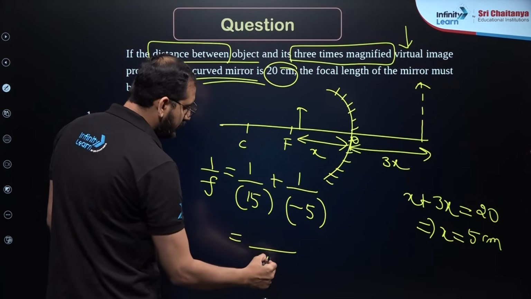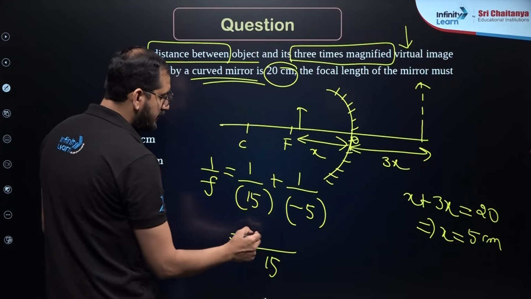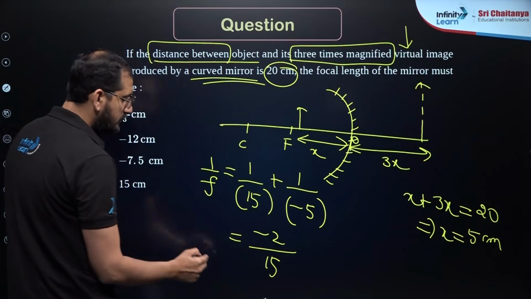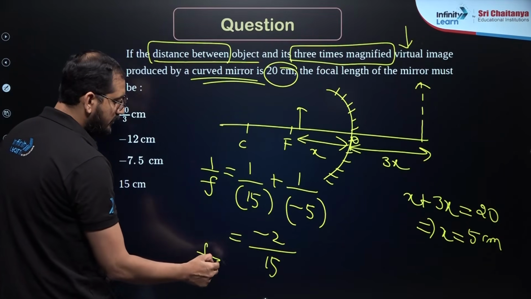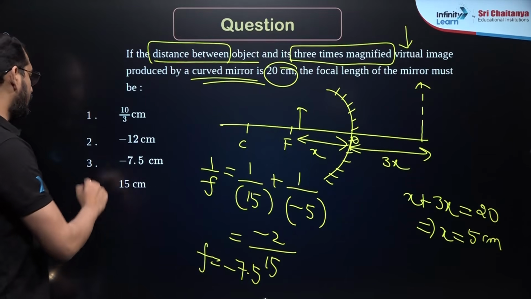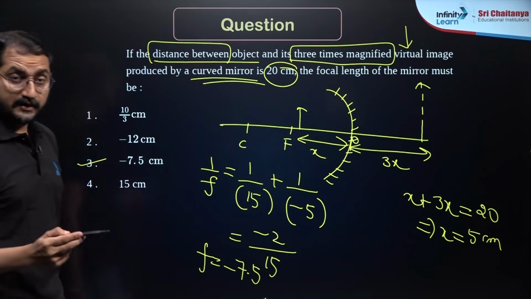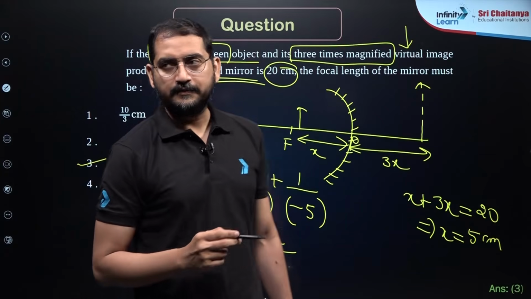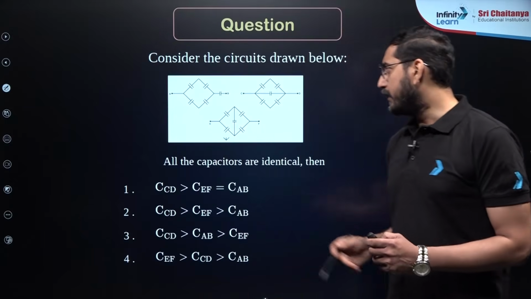Okay, so this will be 15 and that will come out to be minus 2. So f will be equal to minus 7.5. The mirror is concave, that's why we are getting a negative focal length. Third is your correct answer. Let's move ahead to our next question.